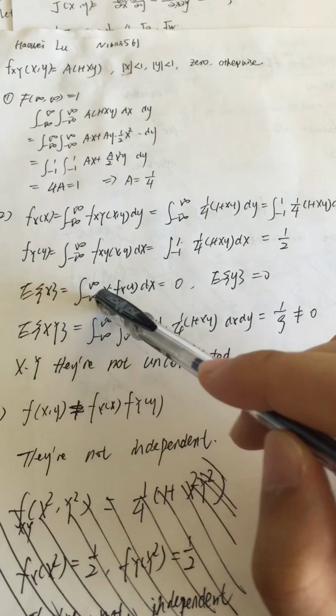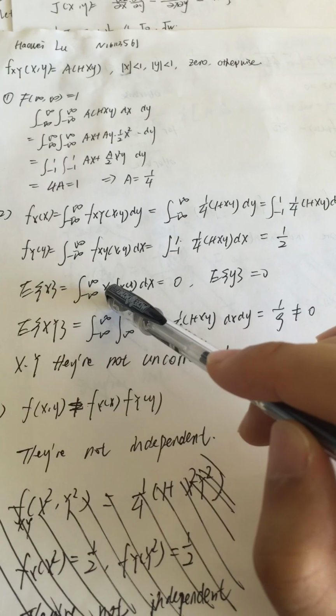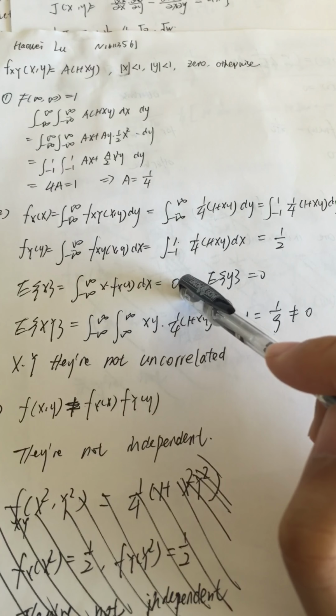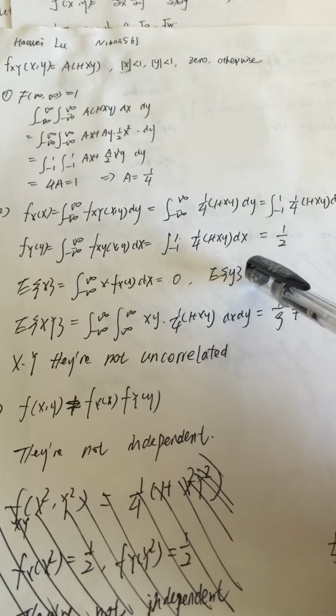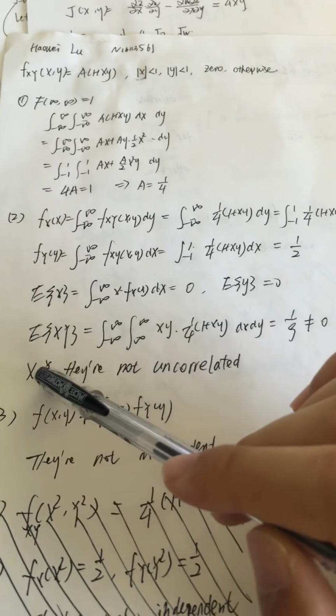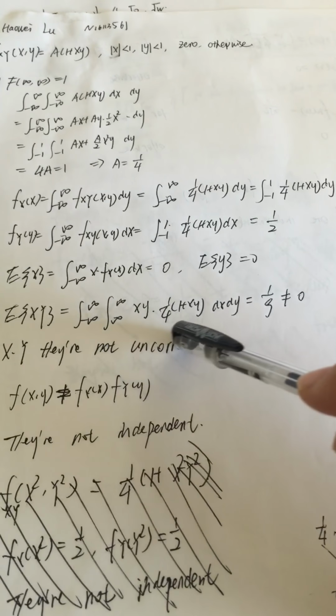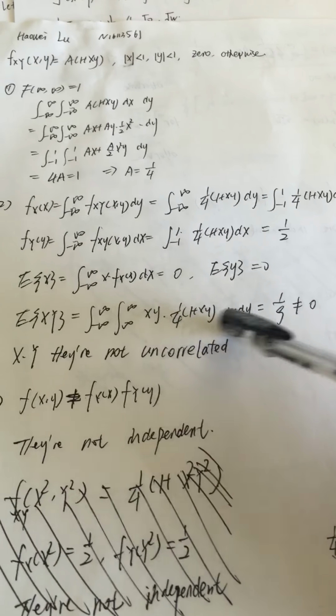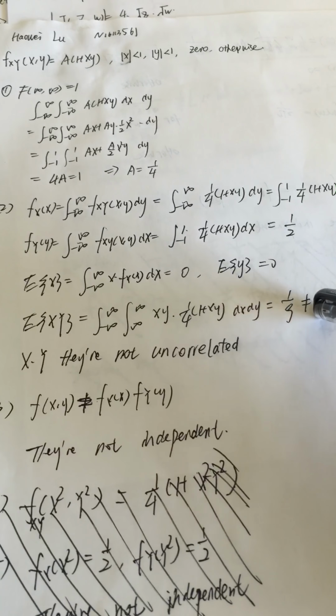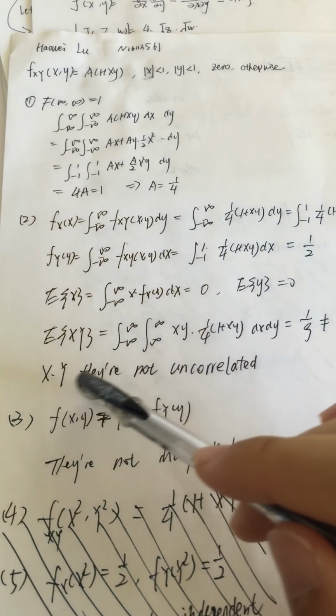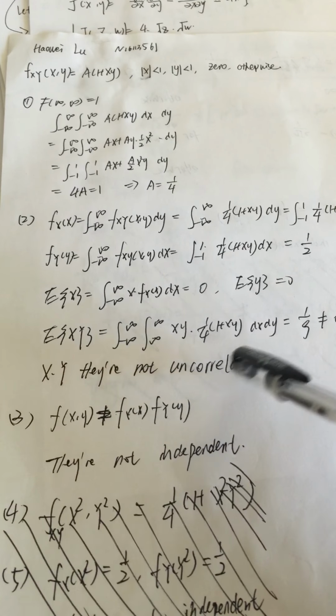This part is an odd function of x, so this should be equal to 0. Similarly, the mean of Y is also 0. However, the mean of XY, after we calculate this integral according to the definition, is 1/9, which is not equal to 0. So X and Y are not uncorrelated.